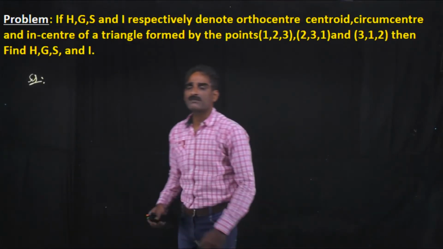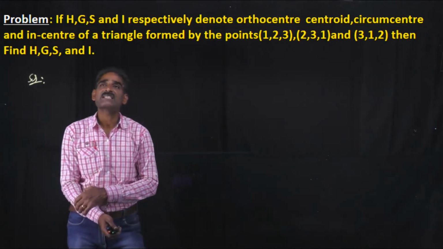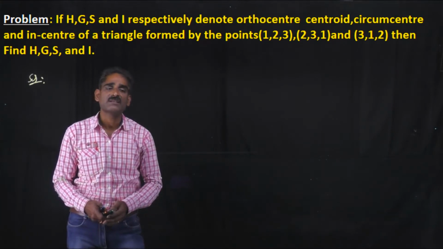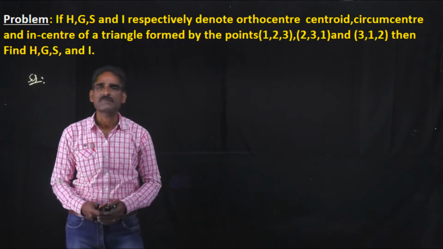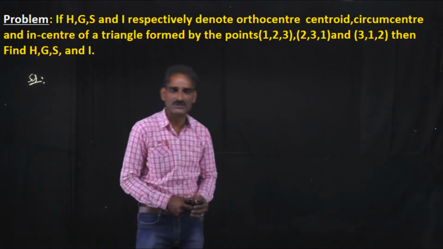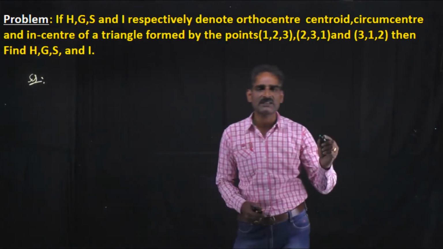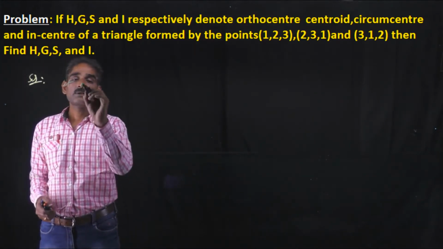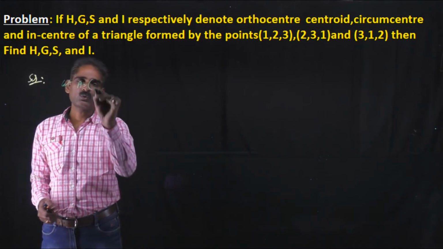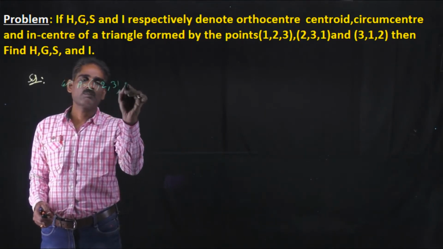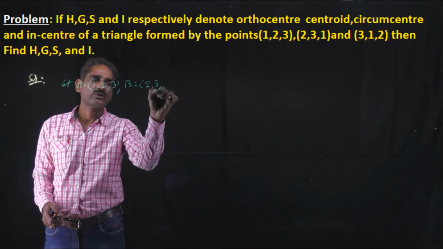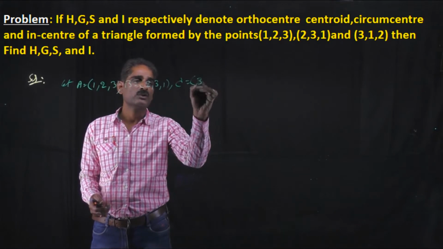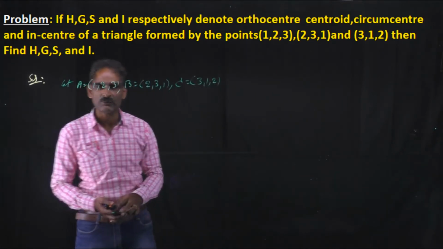Okay, see this problem. If H, G, S and I are the orthocenter, centroid, circumcenter and incenter respectively of the triangle ABC. The vertices of the triangle are given. Let us take the given 3 points to be A, B, C. Let A be 1, 2, 3, B be 2, 3, 1, and C be 3, 1, 2. These are the given points.